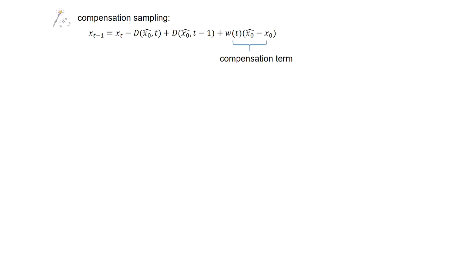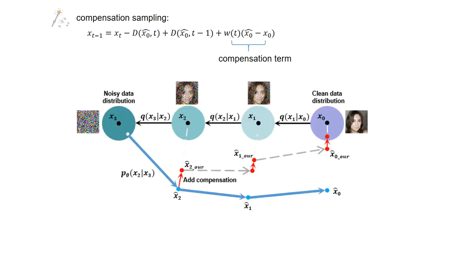Looking into details of the composition term, we can see it actually learns the difference between the current generation X0 hat and the original image X0, which means that it actually guides the generation direction towards the original image distribution. This can explain why it can not only have the model convergence, but also improve the image quality.